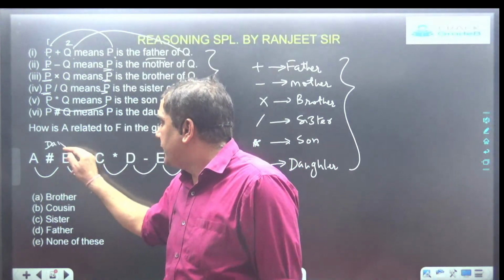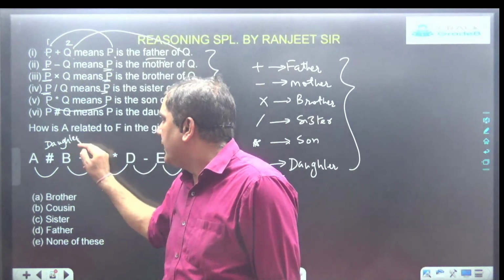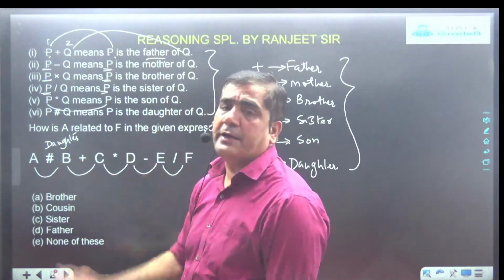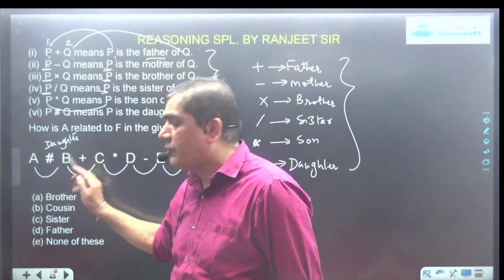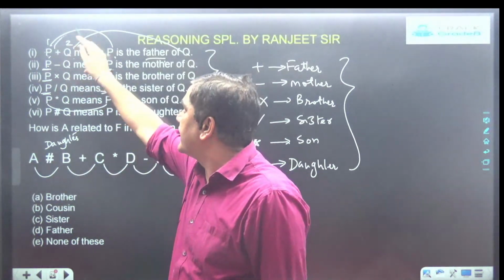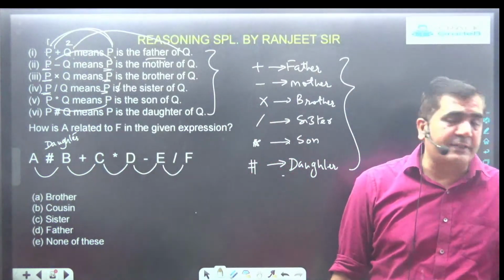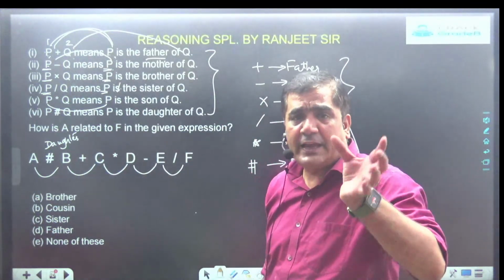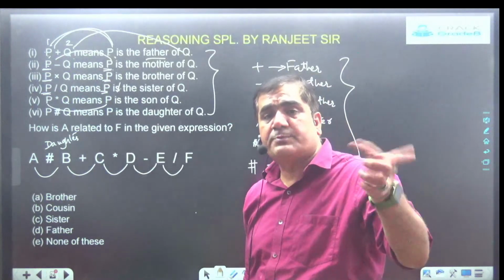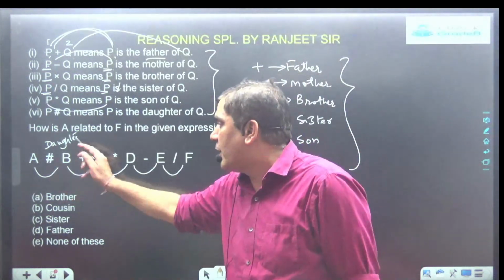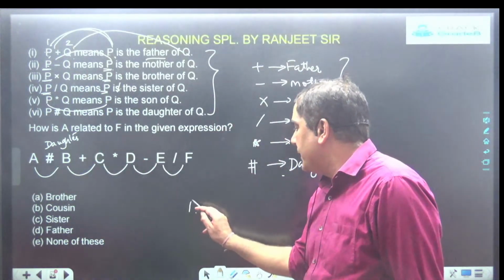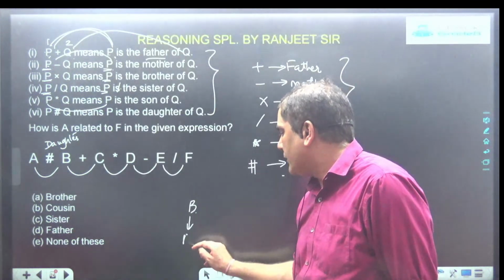So if this symbol stands for daughter, I will read A is the daughter of B, as the first person comes at the first place. Whenever you take any two, you need to read the first person first. So I will say A is the daughter of B. Let's plot it. B is over here, so A is the daughter.